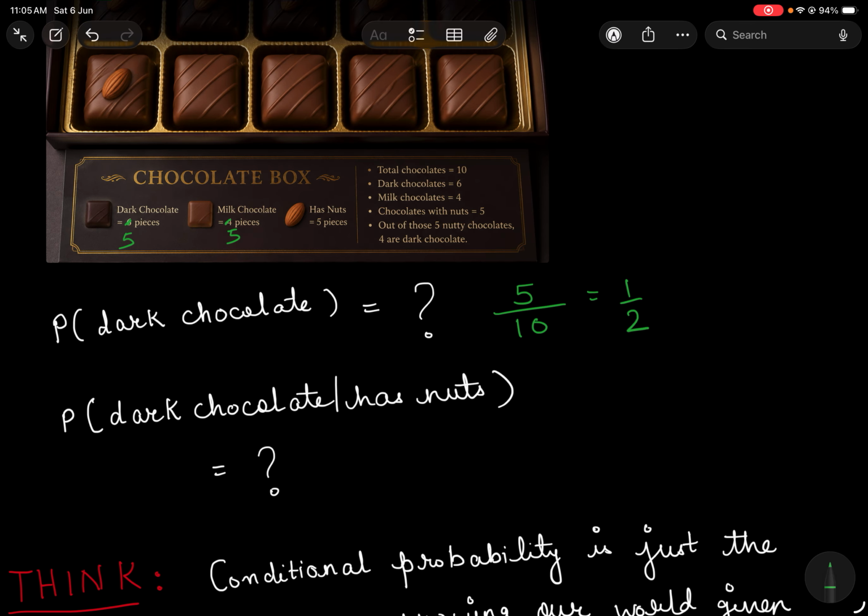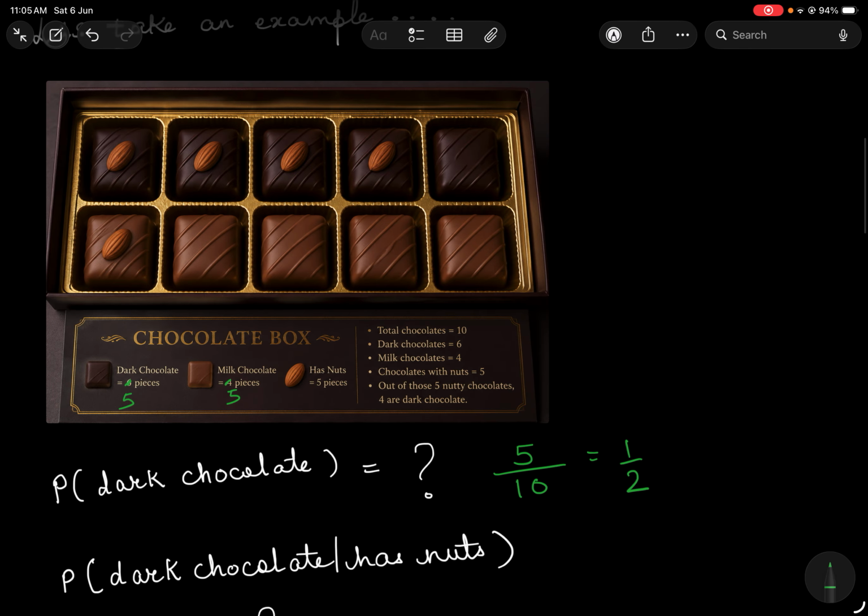Now, suppose I've given you some information. Suppose that your friend sitting there, you tell your friend, hey, just go and pick a chocolate for me, right? And then he says that, okay, I have picked a chocolate for you, and that chocolate has nuts. In your mind, you were like, oh, I need a dark chocolate. All right, you didn't mention it to your friend. Your friend just picked up one, and he says that that particular chocolate has nuts. So now you start to think, okay, now I know that this chocolate has nuts. Then what is the probability now that I have a dark chocolate?